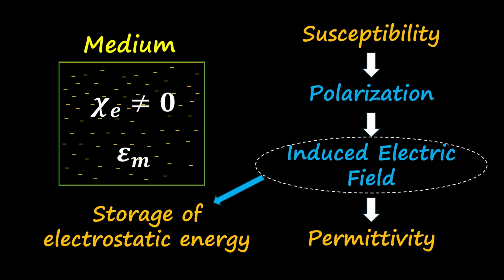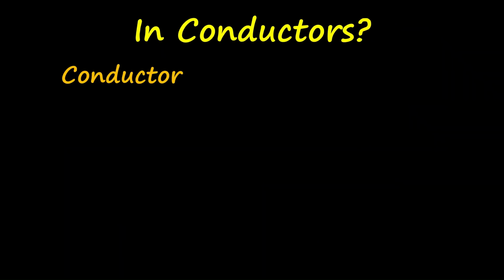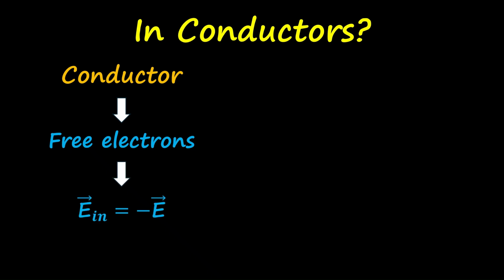Now, we have been talking about dielectrics. What happens in the case of a conductor? In the case of a conductor, this chain of process will fail. In a conductor, there are free electrons. So when you place a conductor in an external electric field, these free electrons instantly arrange themselves such that the induced electric field is equal and opposite to the external electric field. So there is no polarization happening. So it doesn't make sense to define a susceptibility for a conductor.